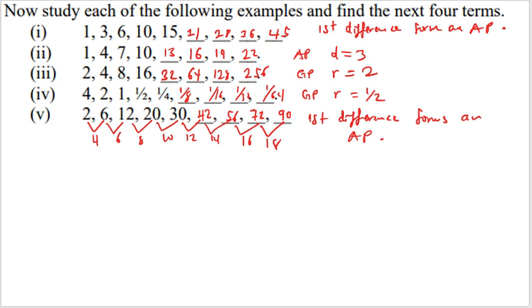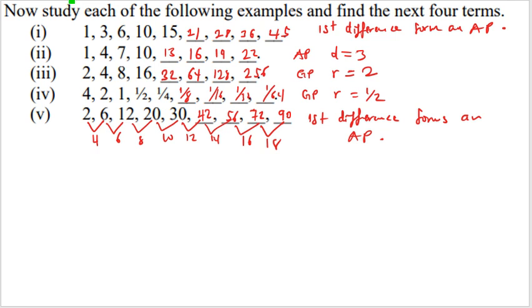If I take 1 and 3, the difference is 2. If I take 3 and 6, the difference is 3. If I take 6 and 10, the difference is 4. If I take 10 and 15, the difference is 5. So you can see that this sequence doesn't have a common difference.